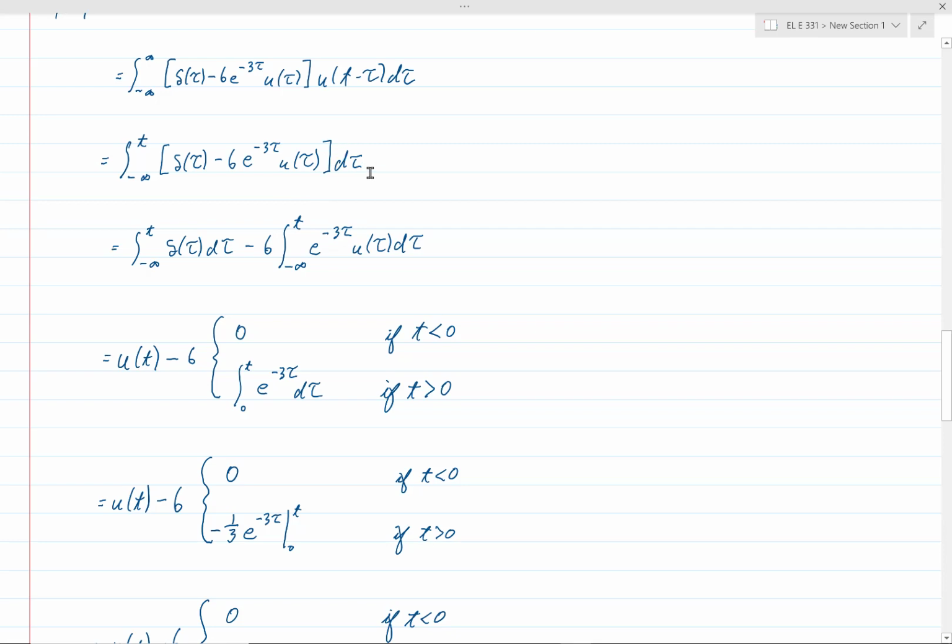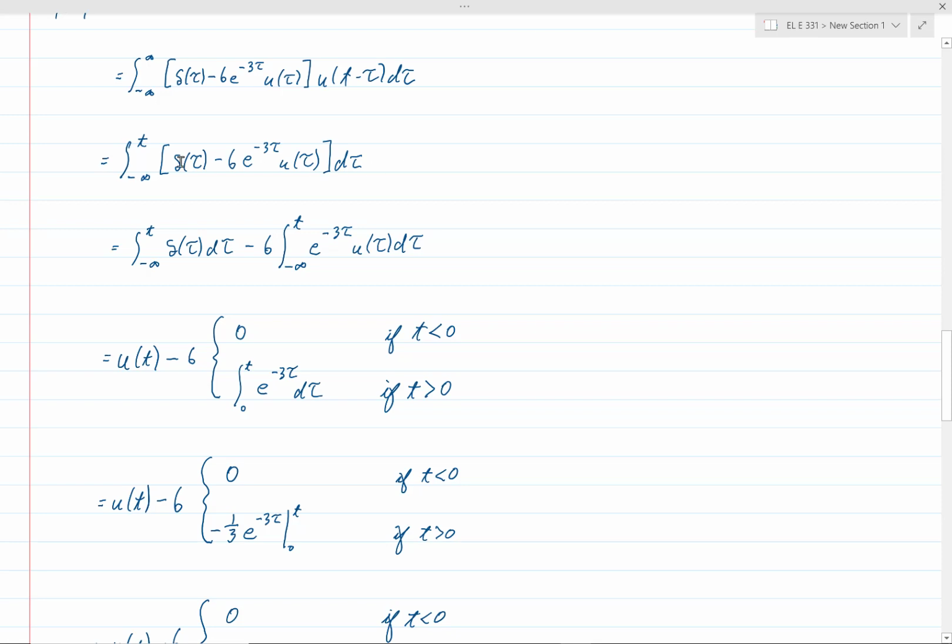Now, over this whole range where tau is between negative infinity and t, the argument here is going to be positive, and u of a positive argument is 1. And so we don't really need to explicitly write u anymore. We can just take it out. Now that's this u. I'm not talking about the u that's inside the brackets. I'm talking about this u of t minus tau. So as long as tau is between negative infinity and t, we know that u of t minus tau will be 1, and so we don't have to write it. So that's how we go from this step to this step.